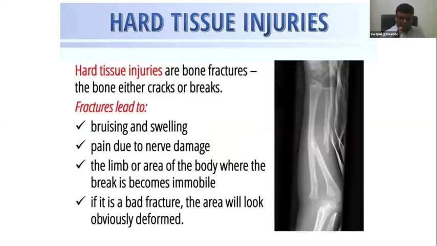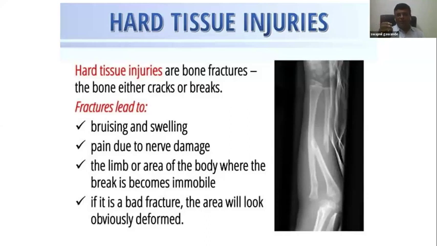So when there is a hard tissue injury, how do you know or guess that there is a fracture inside? Because most of the time there might not be skin injuries, no crack or abrasions. There will be bruising and swelling. Then there will be pain. Also there may be a shooting, unbearable pain, which may be because of nerve damage passing through that particular joint.